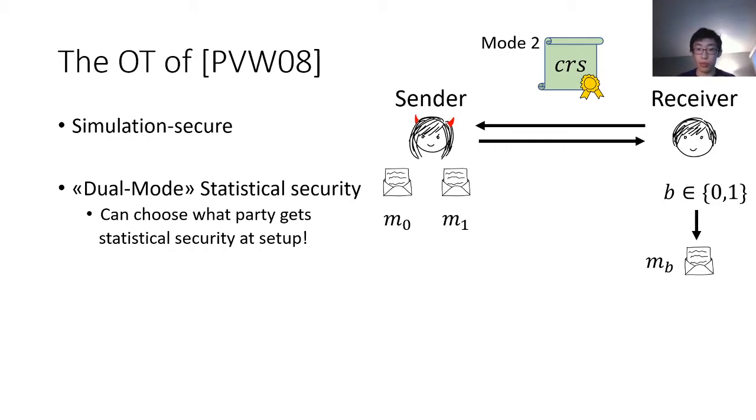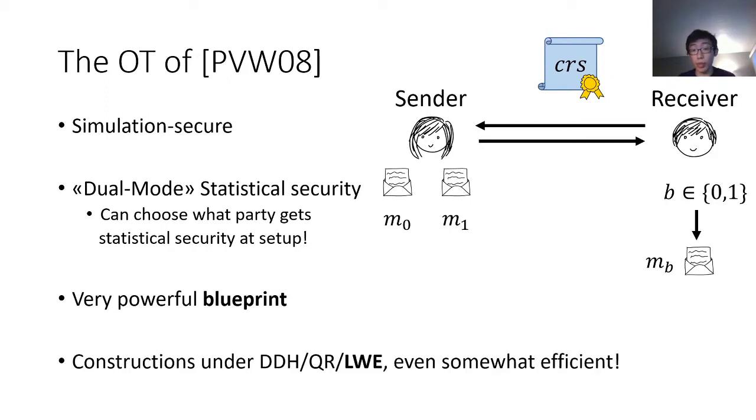That's actually an oblivious transfer protocol. More than that, PVW proposed a very nice blueprint to build this kind of OT. And this blueprint is very modular, and they manage to give constructions from different assumptions, so DDH, QR, and LWE.